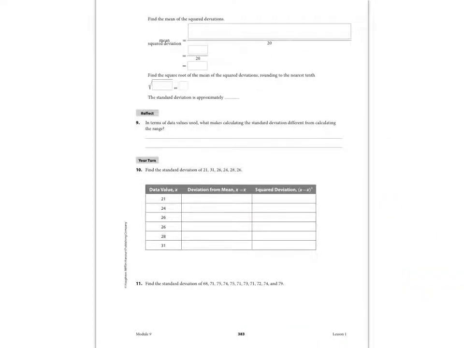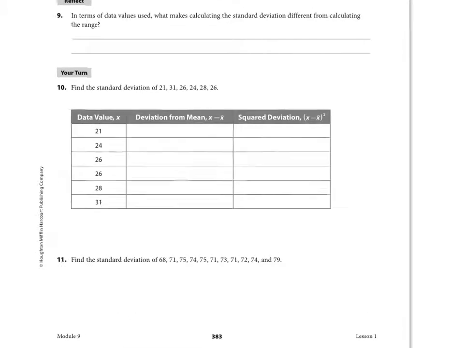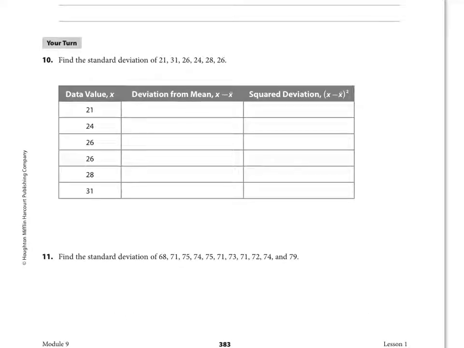On number 10, they've given us a nice little table here to work with. Now, you don't have to use a table, but if you would like an organized way, this is a pretty nice way to organize all of the work. So if I have the data values 21, 24, 26, 26, 28, and 31, I'm going to first find the mean. So working on that right now in my calculator.